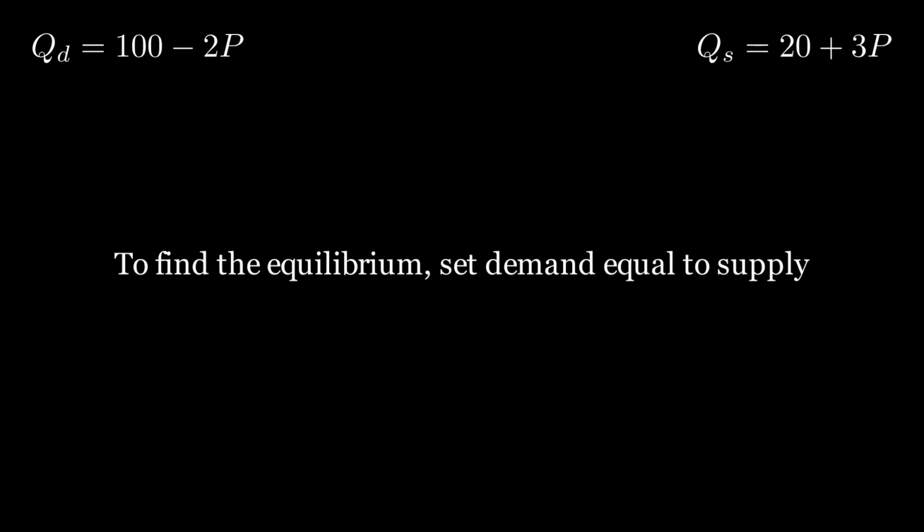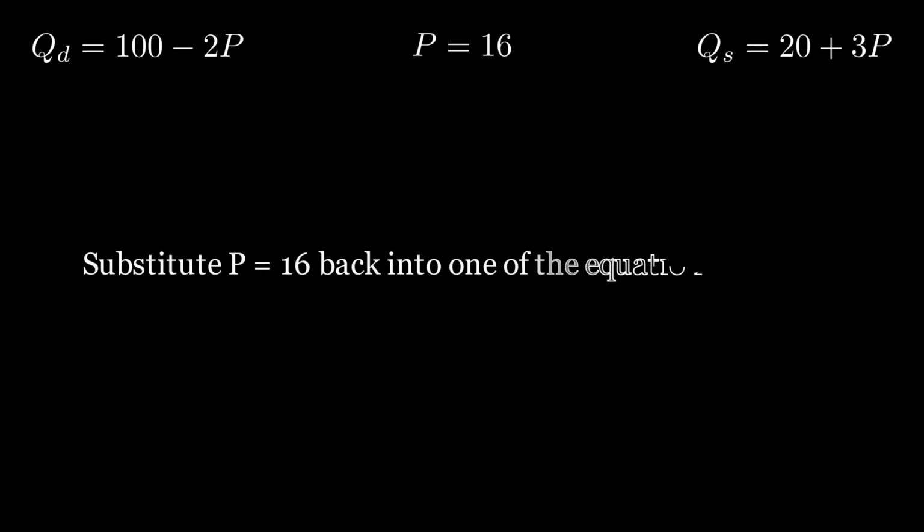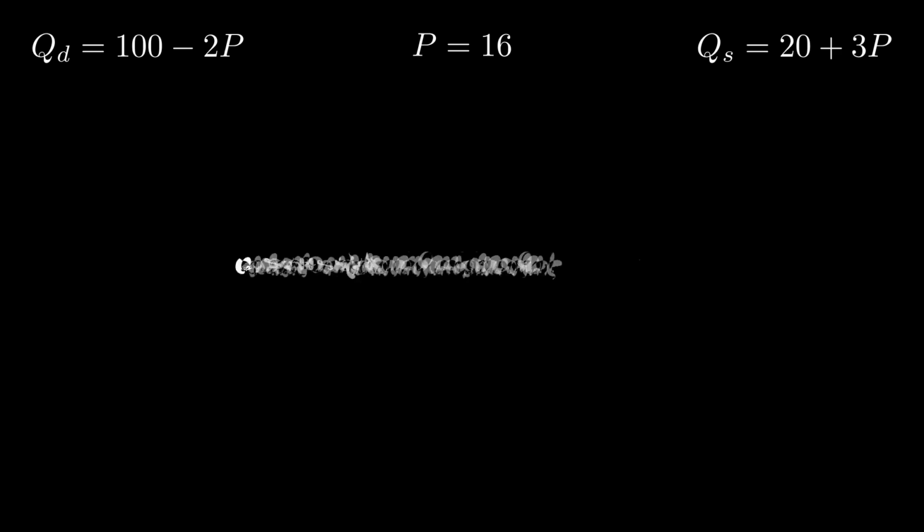To find the equilibrium, set demand equal to supply. Once we combine the two equations, we can apply some algebraic manipulation to solve. Ultimately, we get that the equilibrium price is 16. Now we can substitute the price of 16 back into one of the equations to find the equilibrium quantity. Quantity demanded is equal to 100 minus 32, which is 68. Therefore, the market equilibrium is a price of 16 and a quantity of 68.